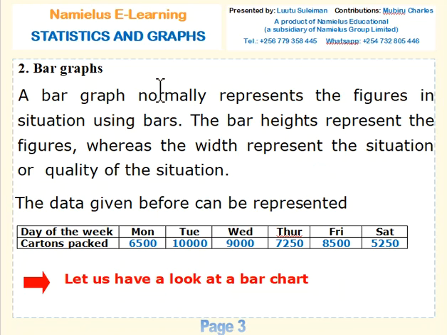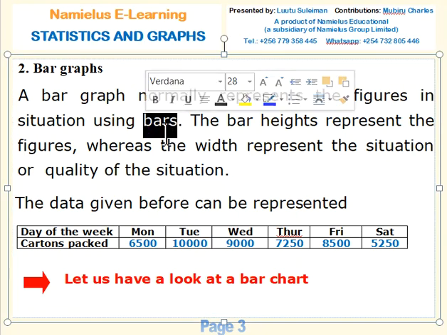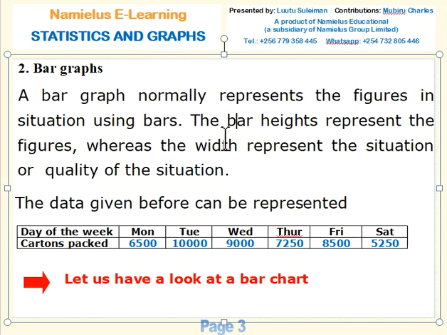And number 2, we are looking at the bar graphs. A bar graph normally represents the figures in a situation using bars. That is its characteristic. It uses bars. And then the bar heights represent the figures, whereas the width represents the situation or quality of a situation. The data given below can be represented on a bar chart too. This is the same data which we had while we were dealing with the pictograph.